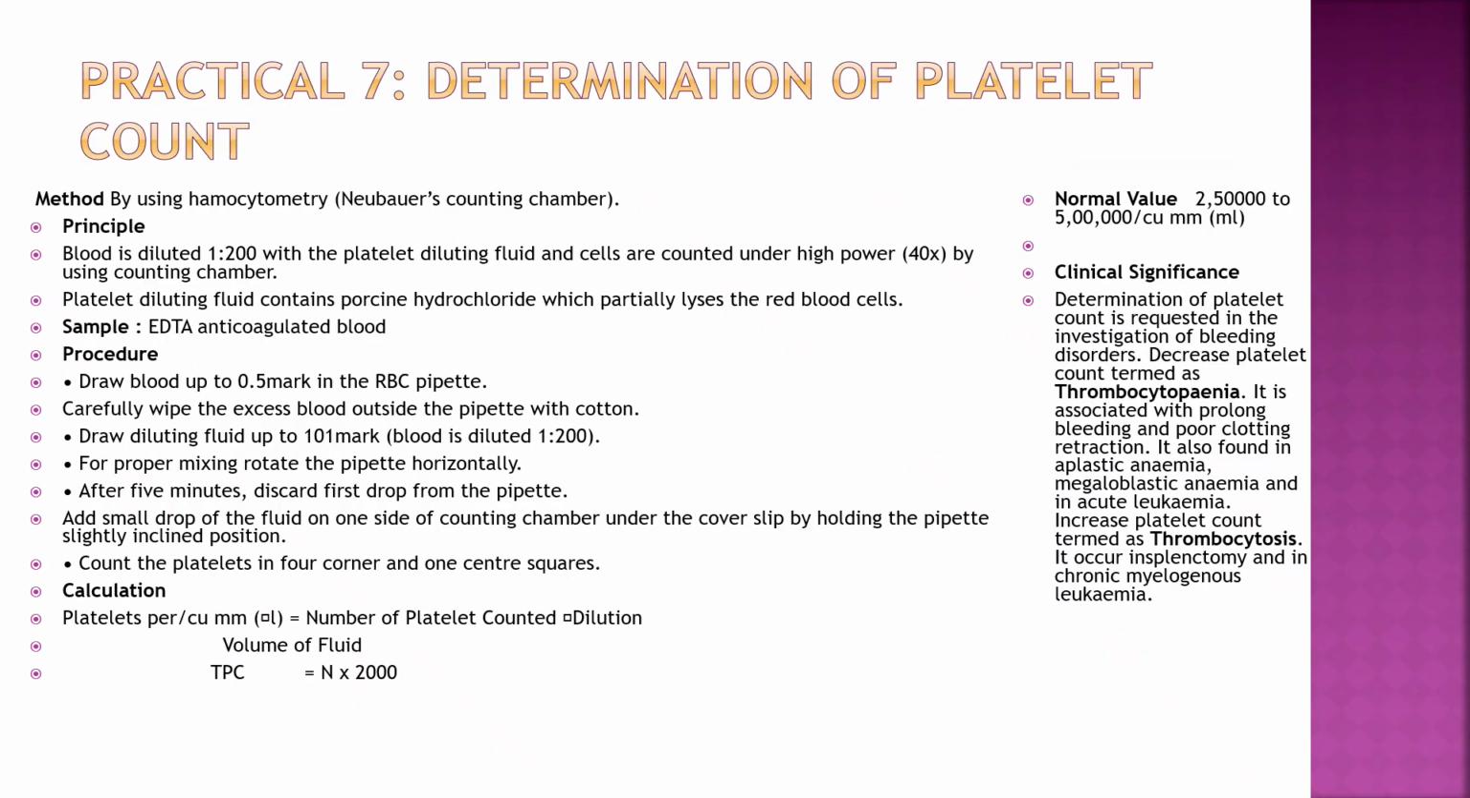Procedure in short: up to the 0.5 mark in the RBC pipette you have to take blood, and then up to the 101 mark you have to take platelet diluting fluid, then mix, discard a few drops, then load the chamber and count the platelets. Counting of the platelets is done in the central RBC counting or platelet counting square. The 4 corner squares and the central 1 square are counted, or you can count all the squares, and then the formula is total platelet count is equal to n into 2000.